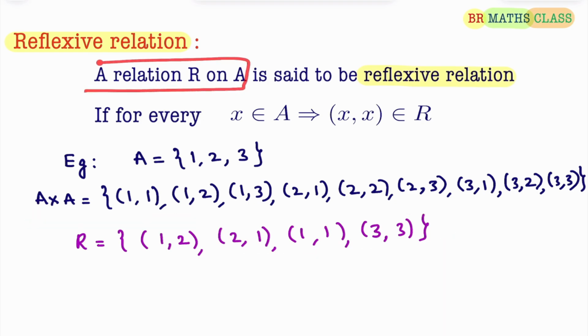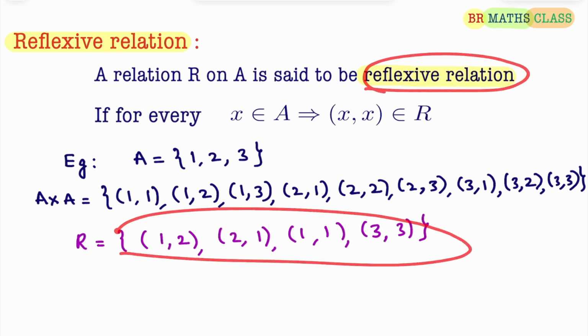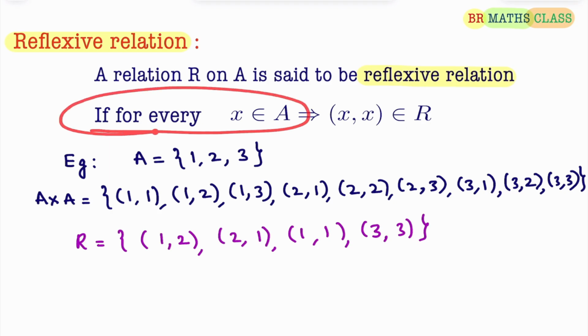I have taken a relation R on A. Now I need to decide whether this relation is a reflexive relation or not. What is the definition? You observe, this is important.